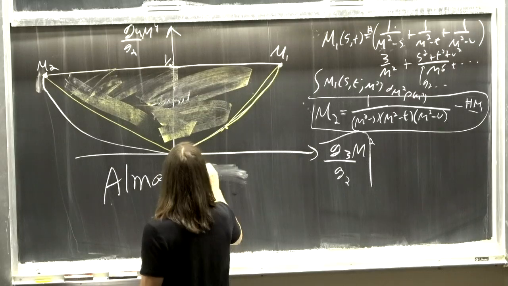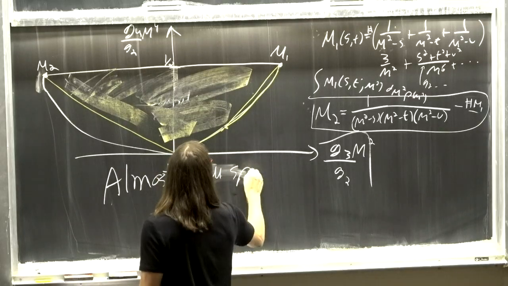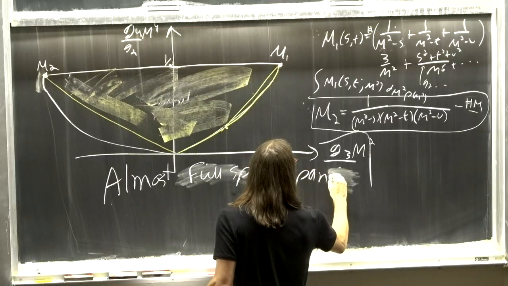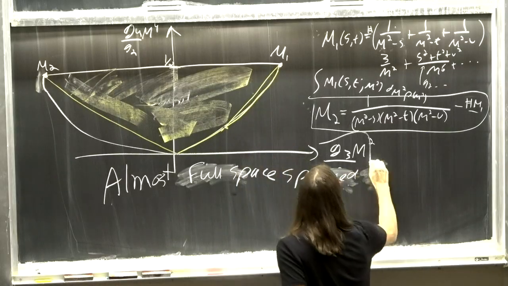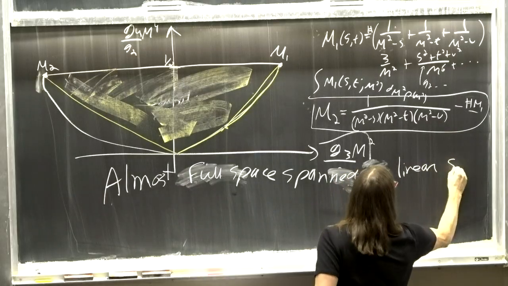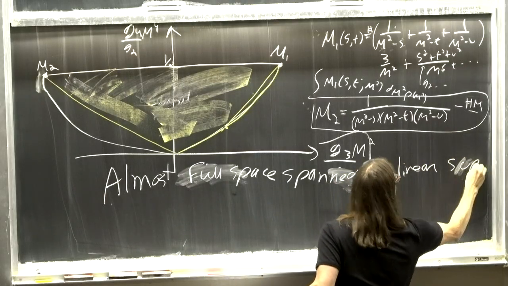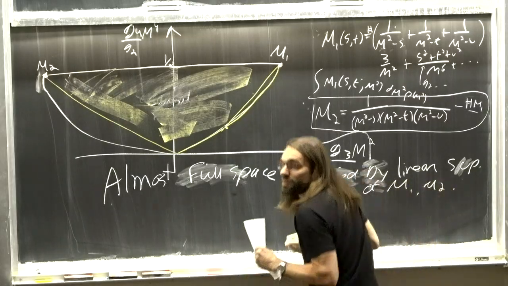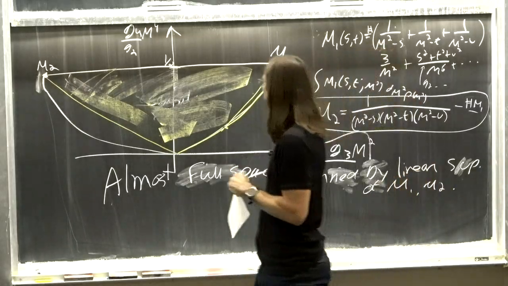Almost full space spanned by linear superposition of M1 and M2 with different masses. Okay, so that's a characterization of the space.